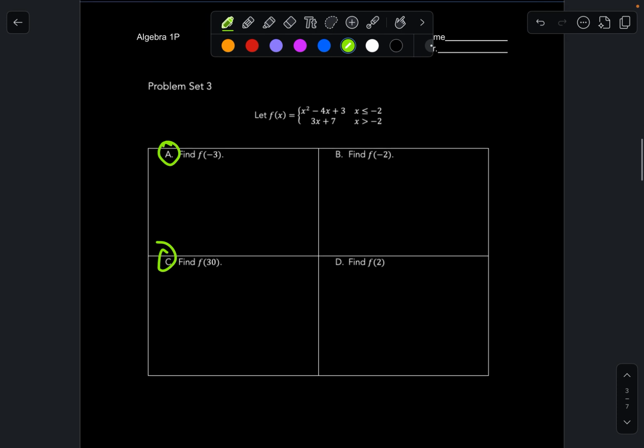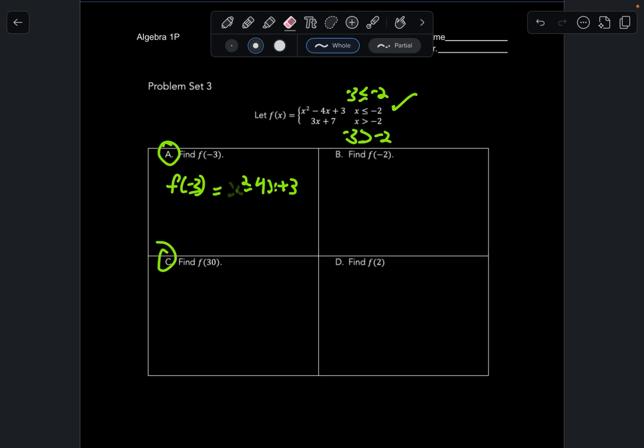Problem set 3. It's a piecewise defined function that says find f of negative 3 and f of 30. Well, remember, piecewise says that you look at the inequalities over here to decide for a given value of x which piece to use. So f evaluated at negative 3, you have to ask yourself, is negative 3 less than or equal to negative 2, or is negative 3 greater than negative 2? It's less than, so that means we have to use the top piece, which is x squared minus 4x plus 3. So we're going to plug negative 3 into that. So we're going to switch out each of these x's to become negative 3.